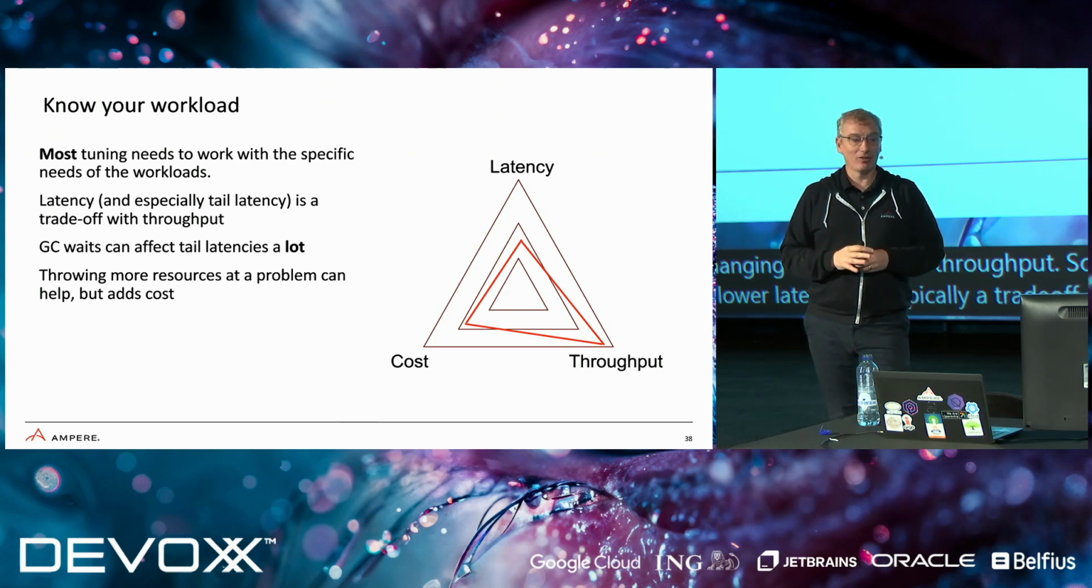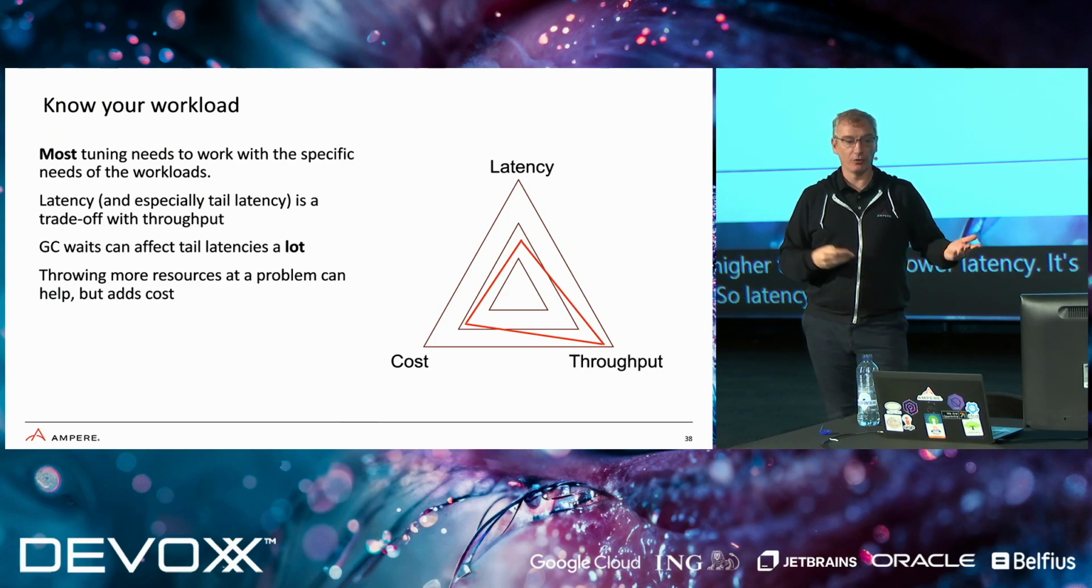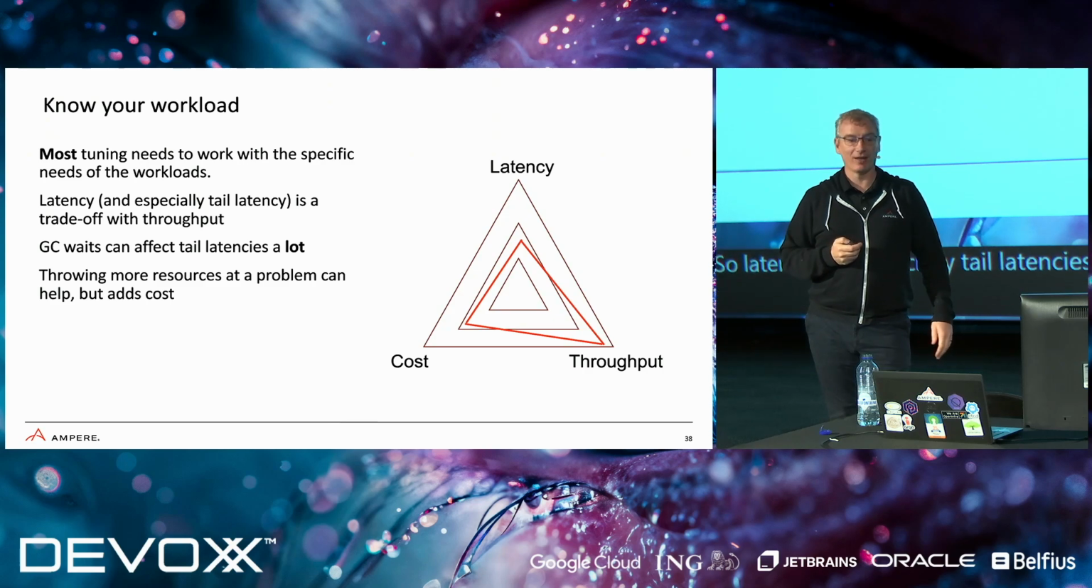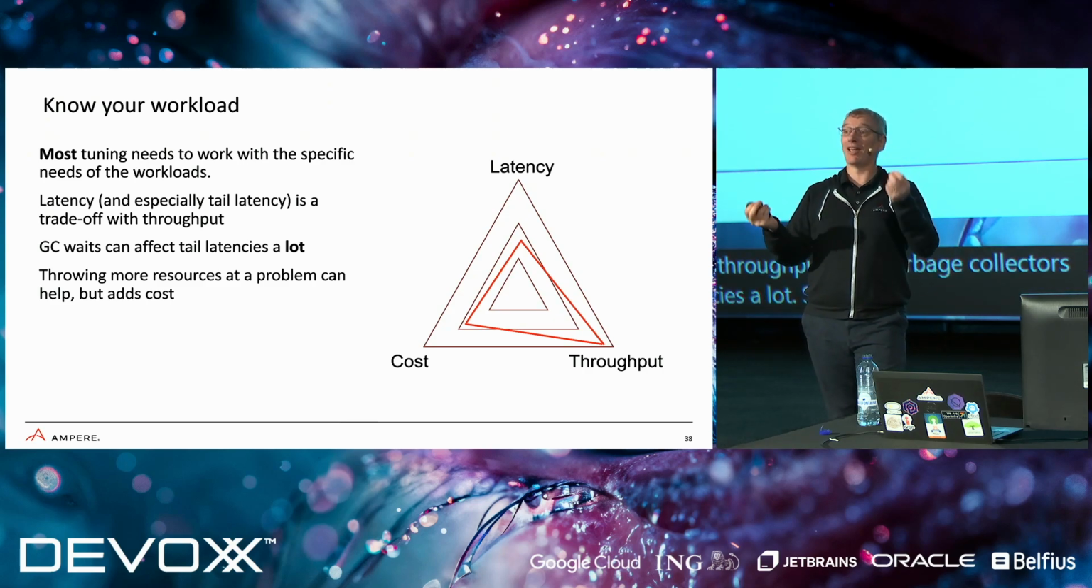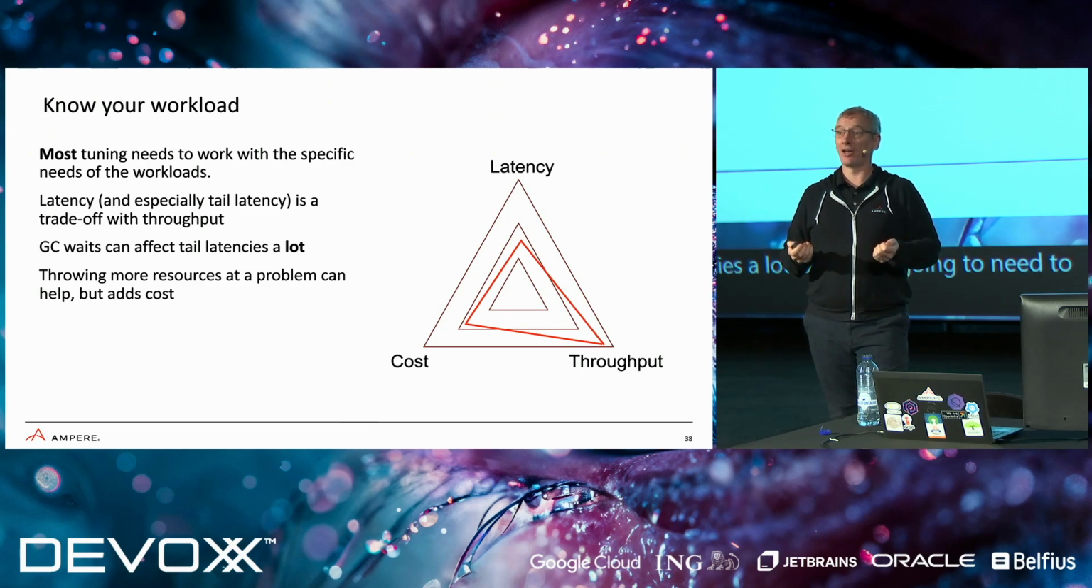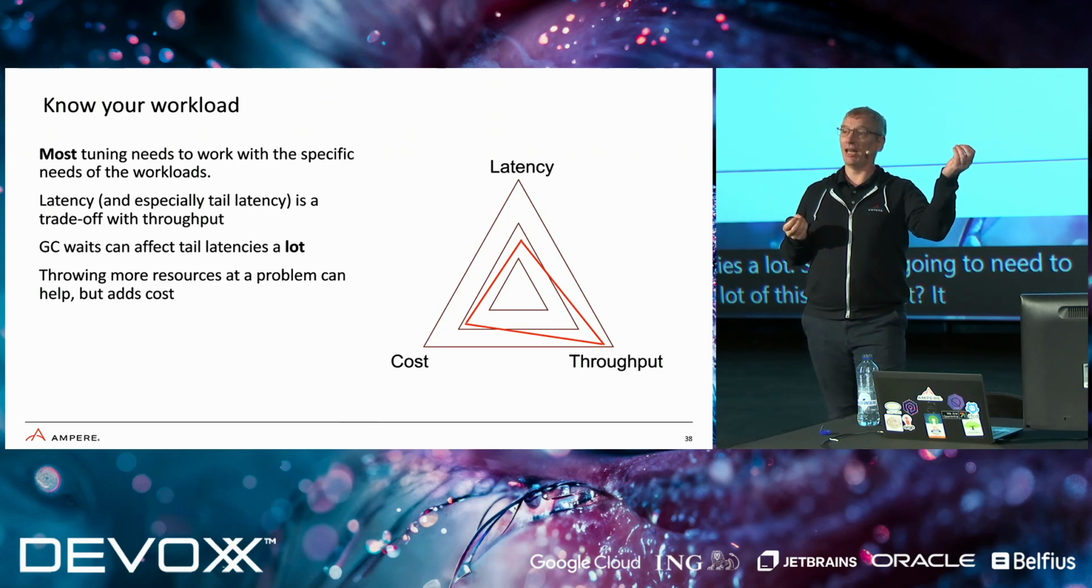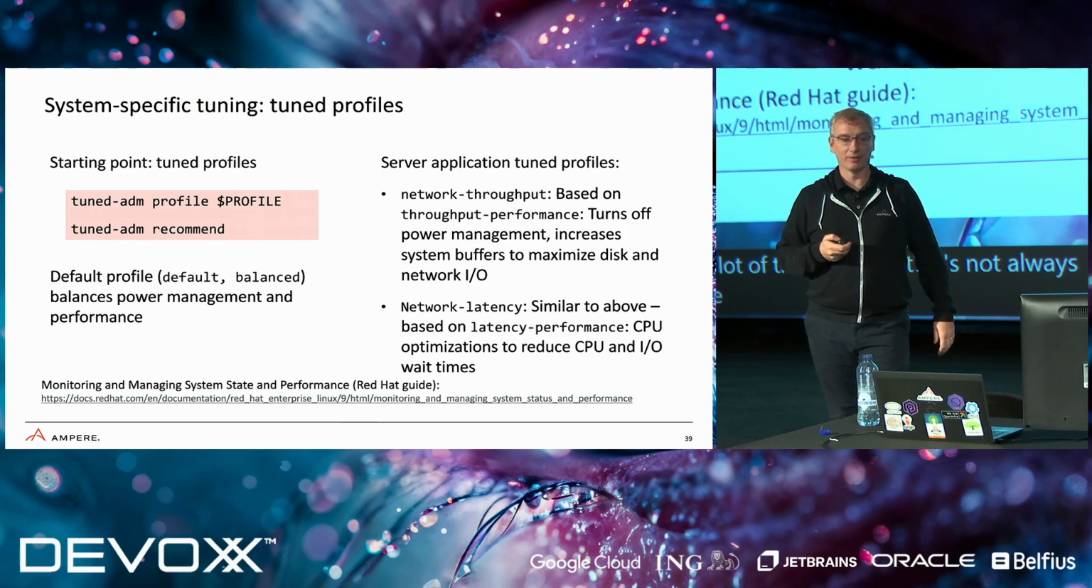So latency, and especially tail latencies, are a trade-off with throughput, and garbage collectors can affect tail latencies a lot. So you're going to need to do A/B testing on a lot of this stuff, right? It's not always as easy as use these settings and your performance will be good.